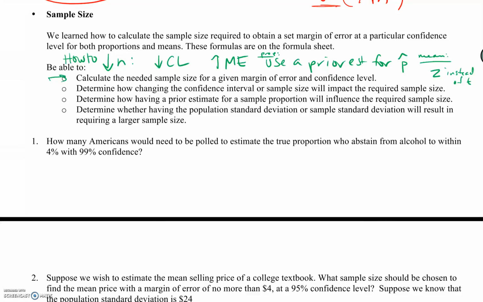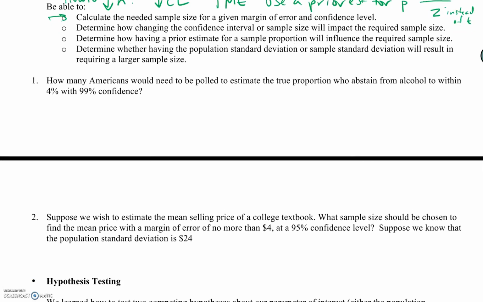So I have two examples here from an old test. Both of them are just straight calculation questions. First one says, how many Americans would need to be polled? We're looking for our number of people we need to poll, our sample size, to estimate a proportion who abstain from alcohol within 4% with a 99% confidence. We're only given two pieces here. Within, remember, is a great keyword for our margin of error. I would like my estimate for the proportion to be plus or minus 4%, within 4%. And our confidence level is 99%.